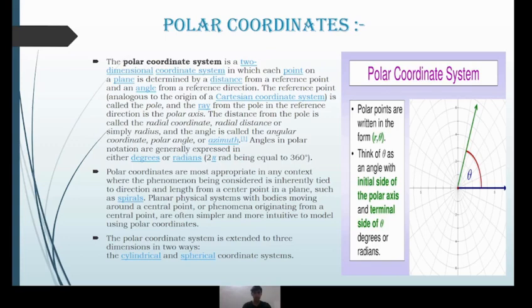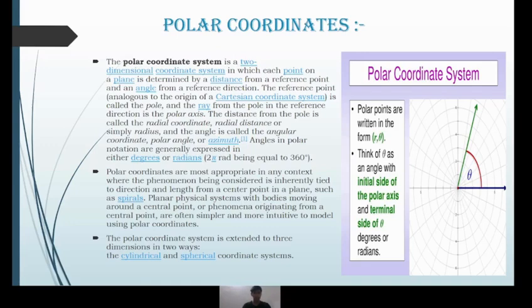The distance from the pole is called the radial coordinate, radial distance, or simply radius, and the angle is called the angular coordinate, polar angle, or azimuth. Angles in polar notation are generally expressed in either degrees or gradians, that is, 2 pi radians being equal to 360 degrees.